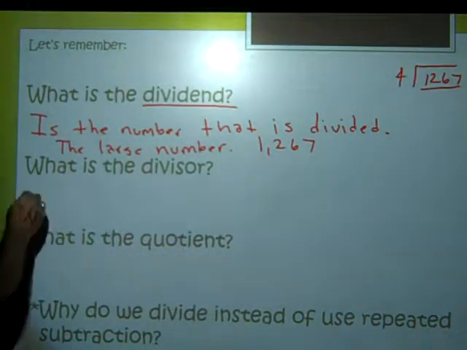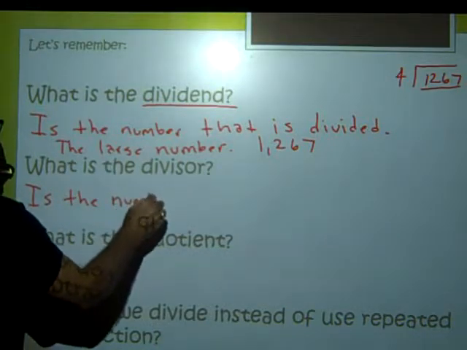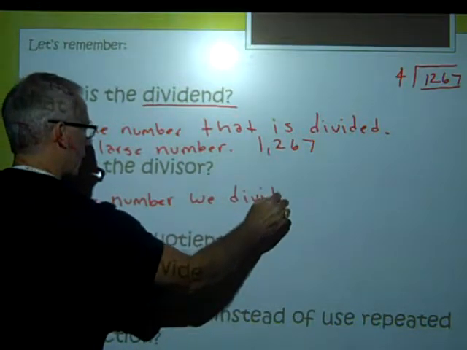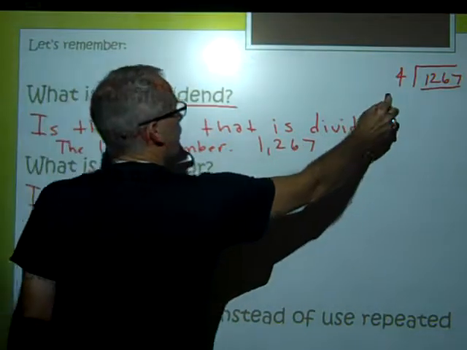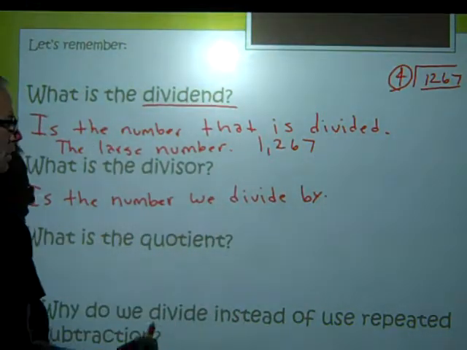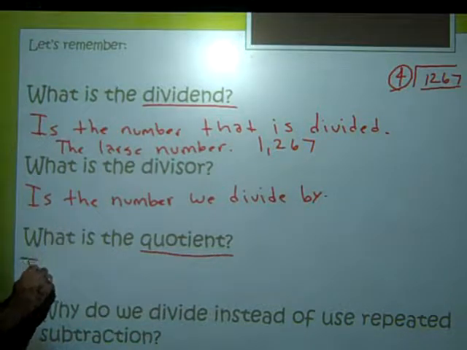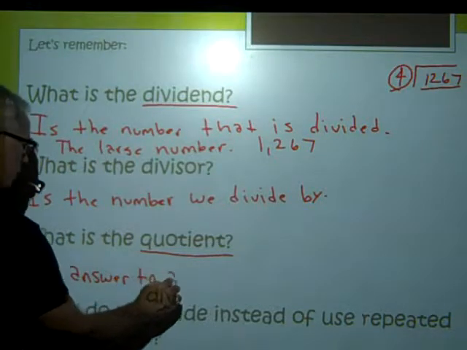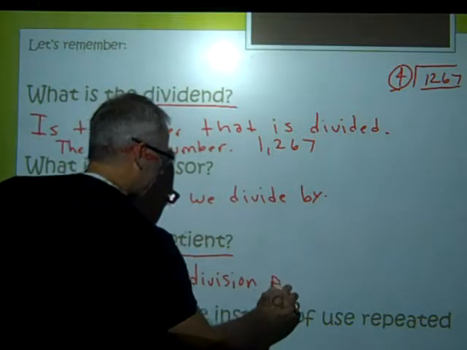The divisor is the number we are dividing by. That is the size of the group. So in this problem, 4 is the size of the group. I'm making groups of 4. It is the divisor, and it's usually the small number. And then the quotient, we know the quotient is the answer to a division question or problem.